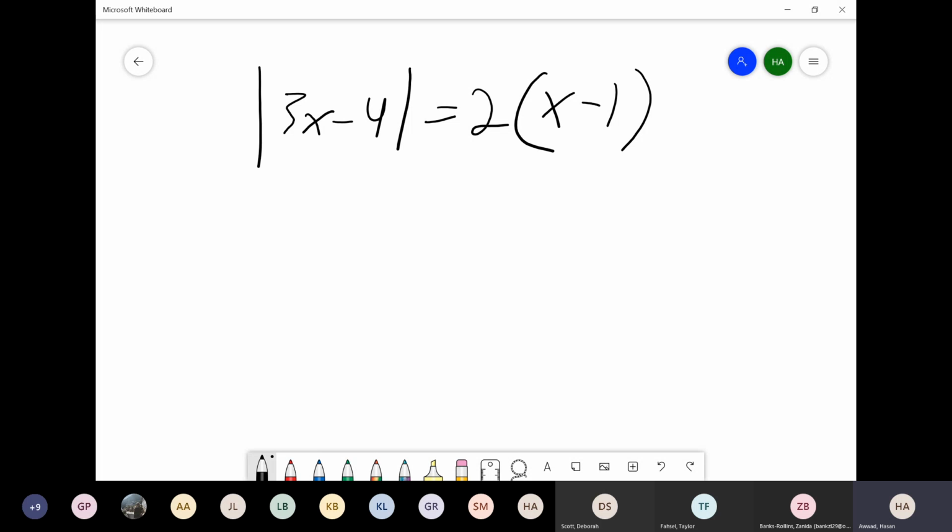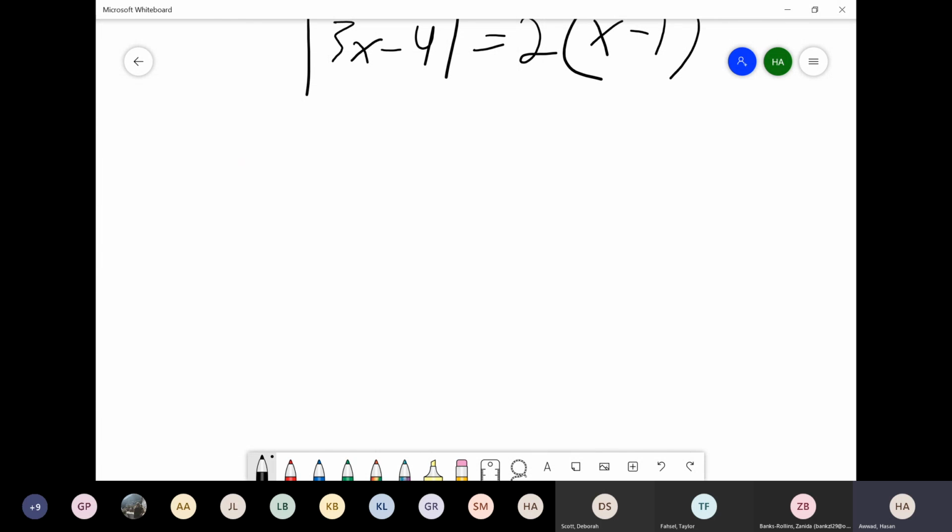We only have one absolute value in this case. So what we do is we fix the side that has the absolute value and we make that positive always, right? So in both cases, it's just going to remain 3x minus 4. And then the right-hand side for one case is going to remain positive, and in the other case, it's going to be negative, right? So let's go ahead and do the positive case first. So case 1, positive.